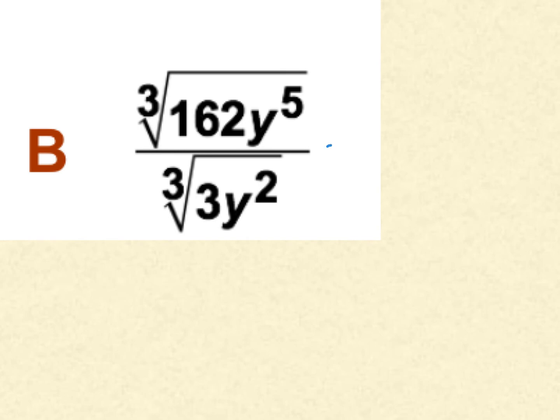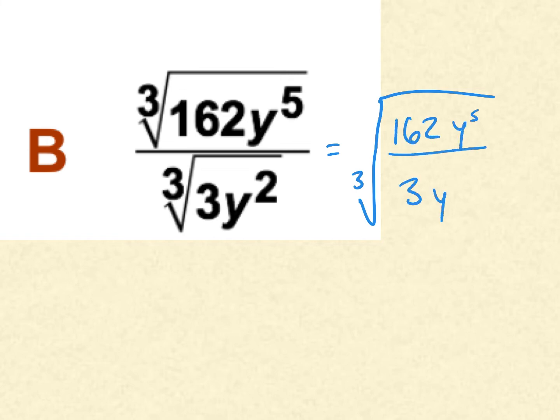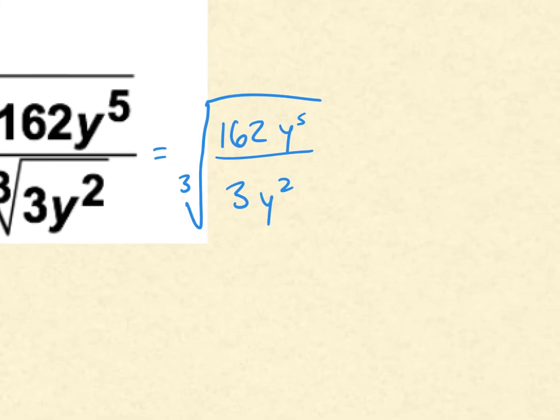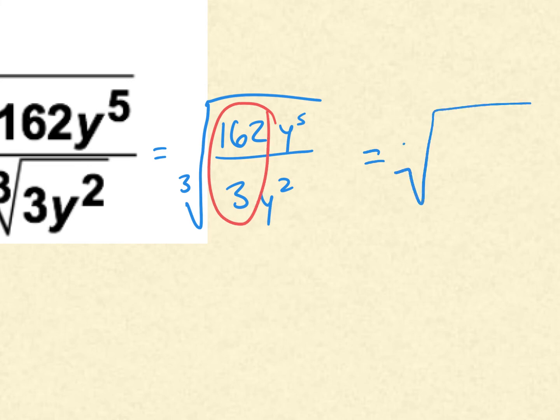All right, let's look at B. Are my indexes the same here? So I can combine them under 1. Perfect. So I have the cubed root of 162y to the 5th power over 3y squared. So start with the numbers. What's 162 divided by 3? 54. And then if I have 5 y's on top and 2 on the bottom, what's 5 minus 2? 3. So it'd be y to the 3rd power.